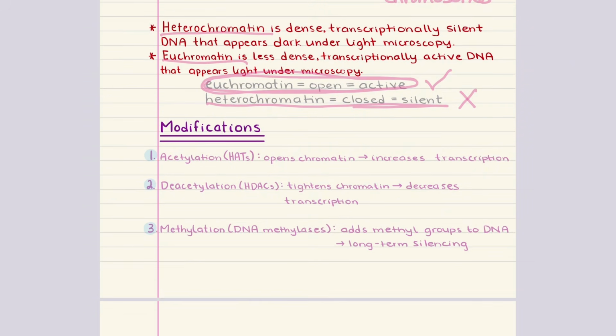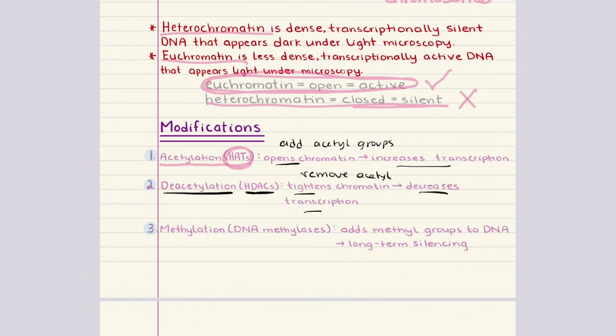To regulate gene accessibility, the structure of chromatin can be chemically modified. And this is where histone modification comes in. One major modification is histone acetylation. Enzymes called histone acetyltransferases, or HATs, add acetyl groups to histone proteins. This loosens the chromatin structure and makes the DNA more accessible, which will increase transcription. In contrast, histone deacetylases, or HDACs, remove those acetyl groups. So this is going to tighten the chromatin and it will decrease transcription.